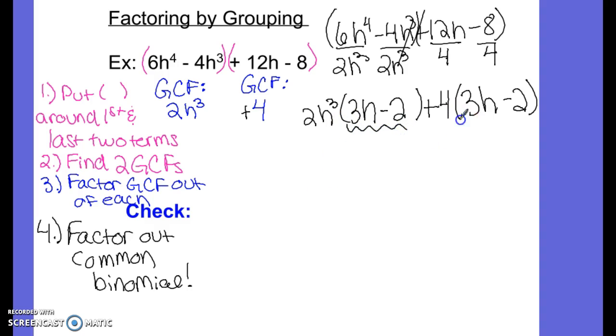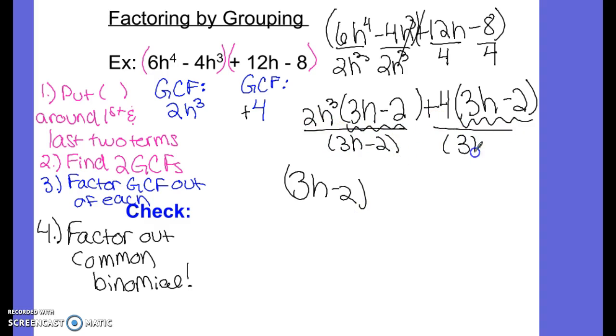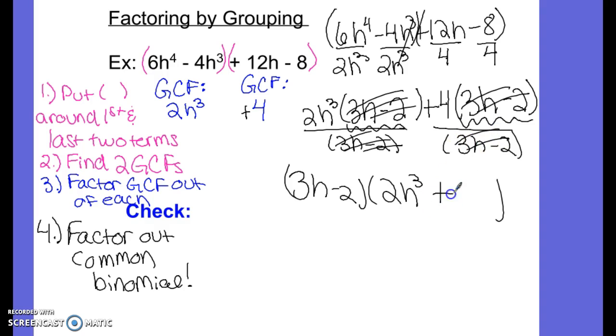Notice 3h minus 2, 3h minus 2. Again, the positive 4, the plus 4, was from the GCF being positive. If it was a negative, it would be minus. So we have our GCF of 3h minus 2. Divide out your 3h minus 2. Divide out your 3h minus 2. So now what do we have left over? Cancel, cancel, 2h cubed, cancel, cancel, plus 4. And there you have it.